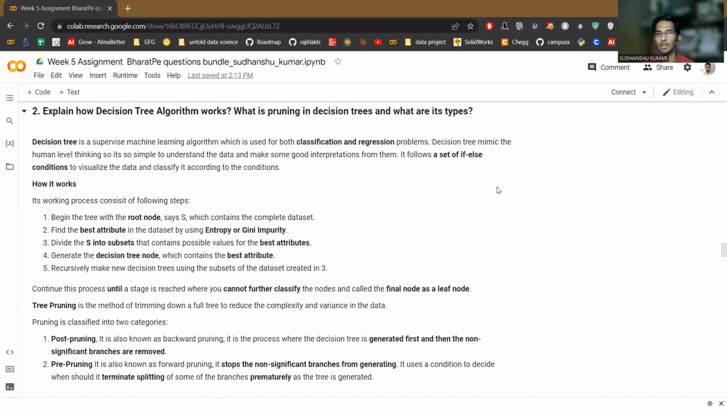Post-pruning is also called backward pruning. In this case, we generate a decision tree first, then we remove the non-significant features, the non-significant branches, from it. And in pre-pruning, we stop the non-significant branches from being generated.